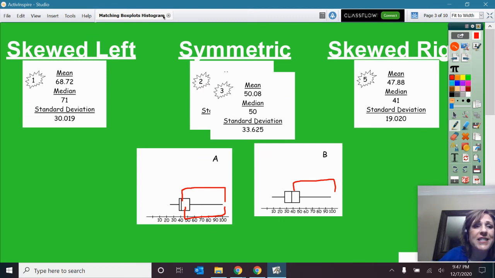Separate all your data, histogram, and box plots into these three categories: skewed left, symmetric, and skewed right. So pause, and then we will come back together after you have done that to talk about the next strategy in grouping your cards.